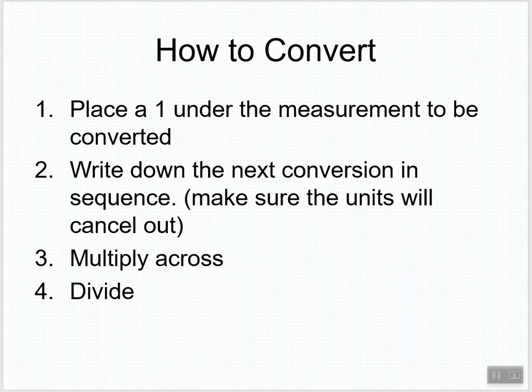Place a 1. So how to convert? Whenever you have something to convert, you want to start by placing a 1 under the measurement to be converted. Write down the next conversion in sequence. Make sure the units will cancel out, which means that if you had cups on top, then in your next one you want cups on the bottom. So that's what we mean by saying the units will cancel out. Once you have all of that written out, you multiply across and then divide. So those are our steps here.